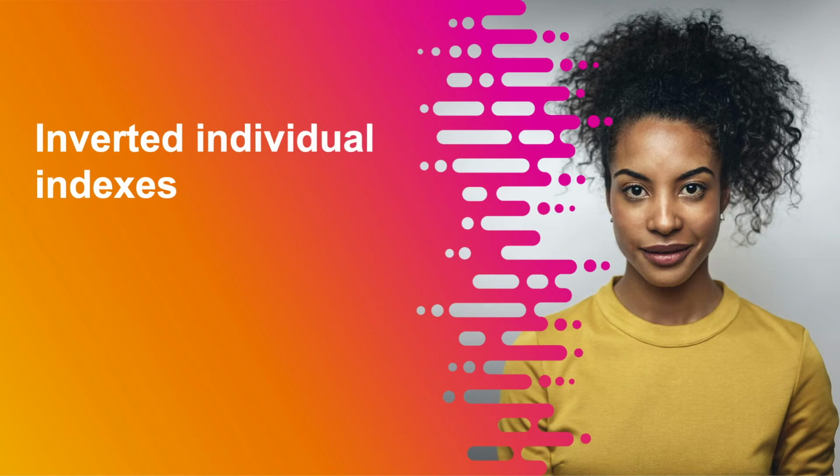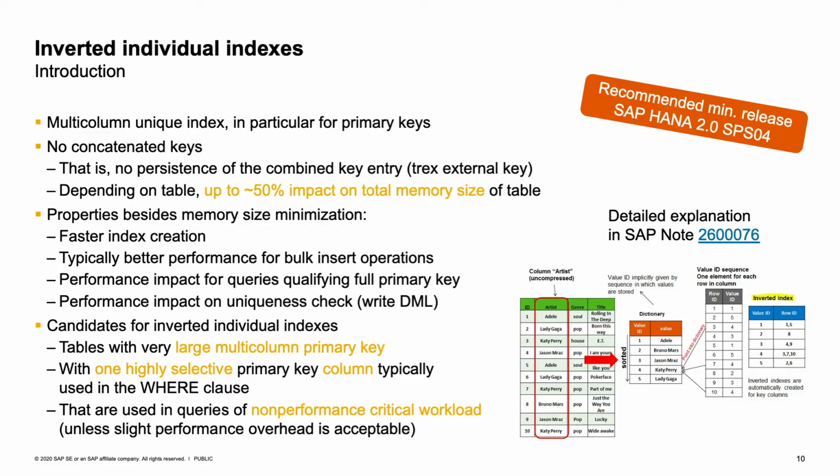So another option, inverted individual indexes. A primary key is usually a concatenated key, which means all columns included in the primary key are combined into one long field. And that can cause quite a lot of memory consumption. So an alternative to this is the so-called inverted individual indexes. They can bring down the size of the primary key significantly.